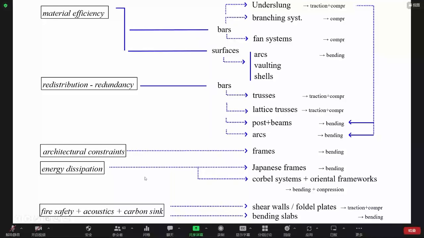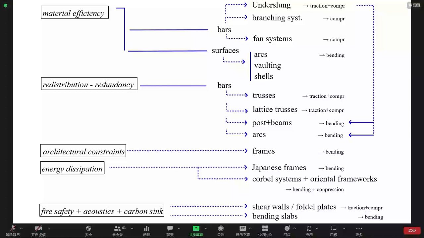If you want to guarantee fire safety, acoustic, and carbon sink, you go to massive timber construction with shear walls and bending slabs made of CLT, for instance. If you have the problem of earthquake, you can go to traditional Japanese or Chinese architecture or covered systems, as you have seen with the very first bridges, in which you will be dissipating energy in the connection and not damaging the structure. If you have architectural constraints, you need regular forms, and then we go to frames or post and beam systems. If you look for redundancy, you can go to trusses, lattice trusses, post and beam, or arched systems, in which you can develop several mechanisms in a system.